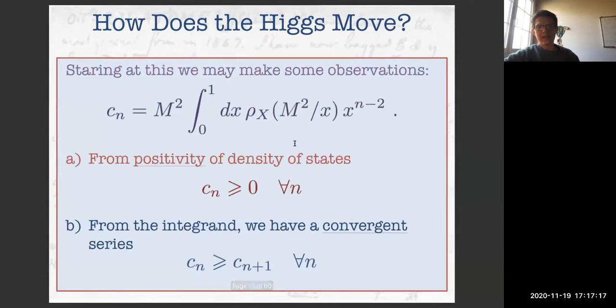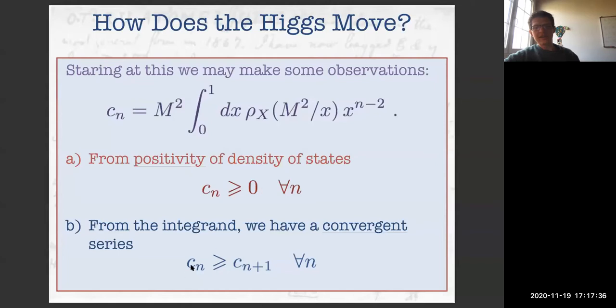So straight off the bat, we can make some very general comments. The first is that all of the Cn's are positive, because this quantity here is positive, so the integral is positive. So any BSM corrections to the Higgs propagator in an effective field theory will be positive.